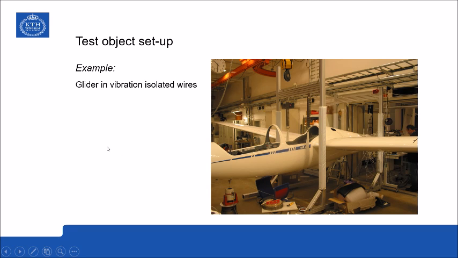Here's an example. We have this glider, and as you can see here, it's placed in a frame structure and suspended in strings that are vibration isolated with steel springs here. And in this case, the lowest elastic frequencies, resonance frequencies of the glider is around 2-3 Hertz. So these steel springs must be very, very weak.